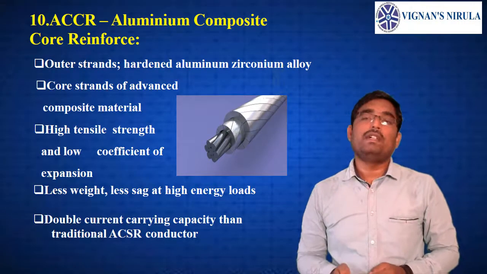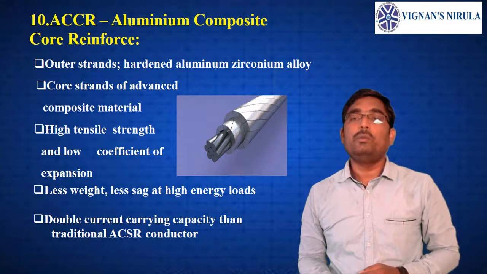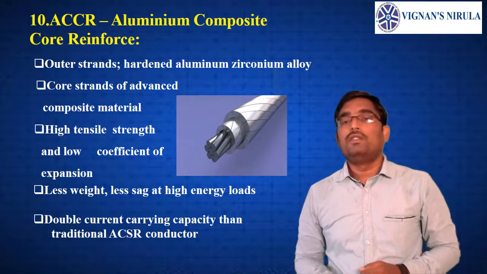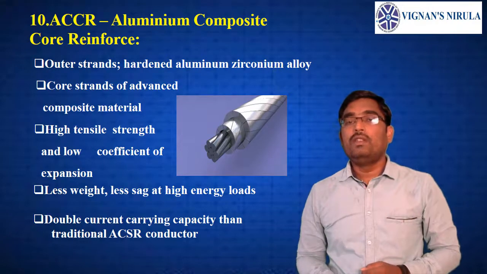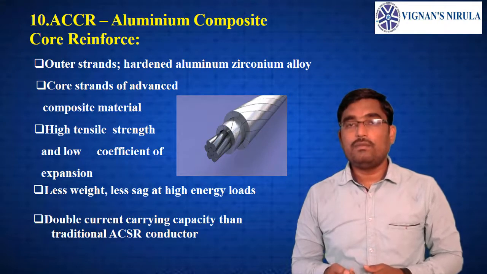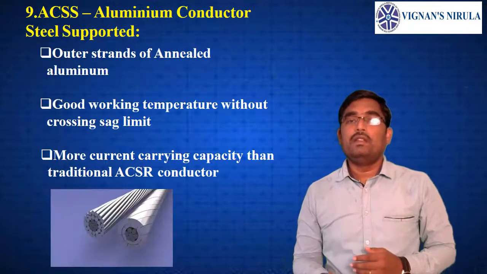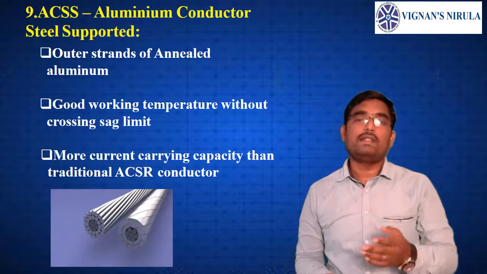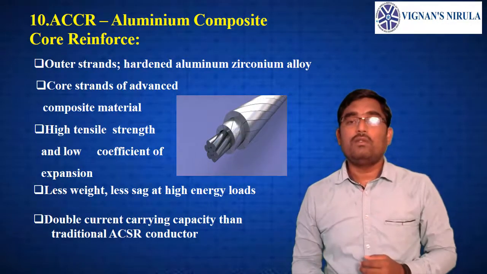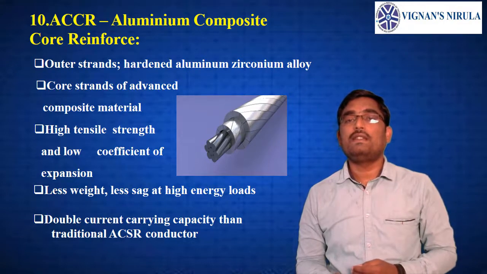So, next one is ACCR, aluminum composite core reinforced. Here the outer strands are hardened aluminum zirconium alloy. Why are we using these? In the previous cases, in order to increase the tensile strength and to withstand more temperature, we moved to the ACSS conductor when compared to the ACSR conductor. If you want to use it for even more temperature, and increase the current carrying capacity also, we move to this ACCR conductor.